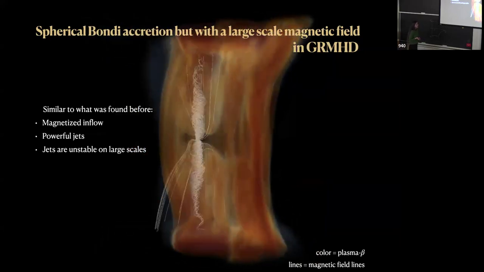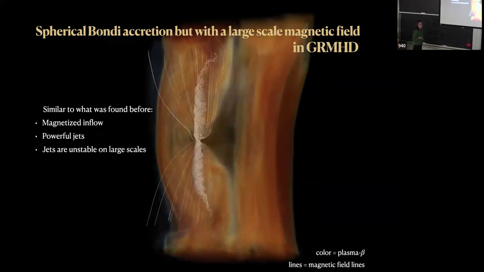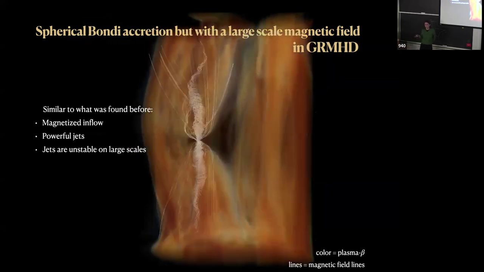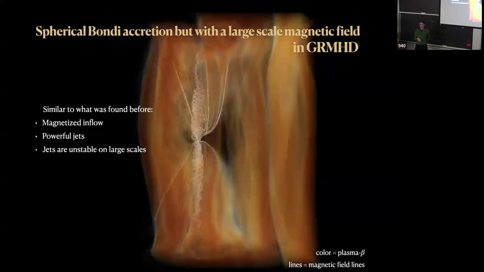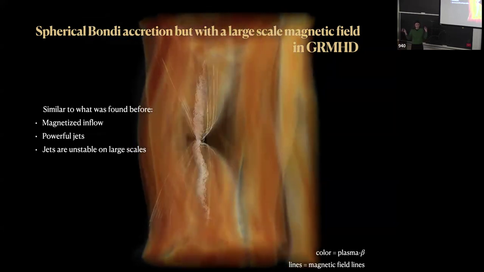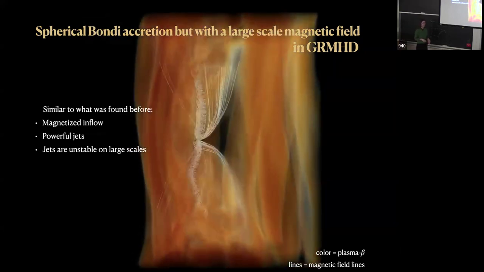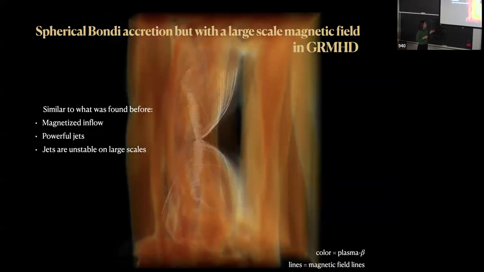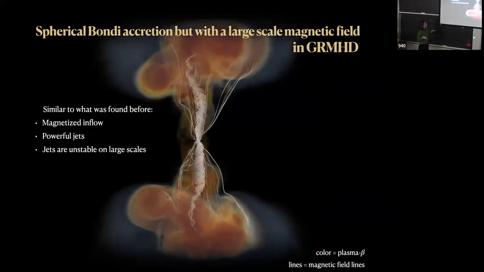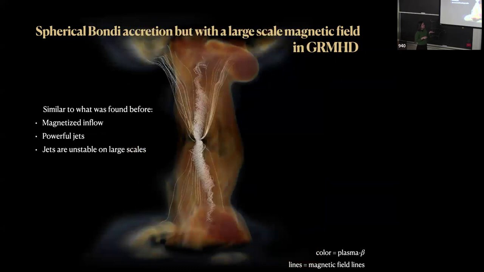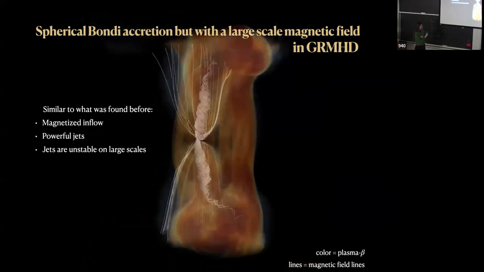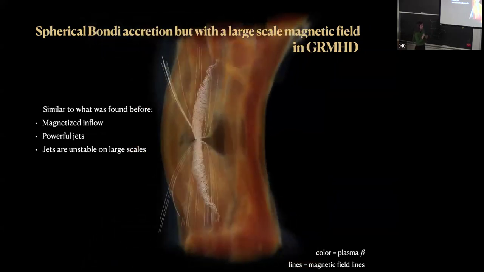And so this is very similar to what was found before for this kind of scenario, but also for the magnetically arrested disk scenario. Magnetic flux accumulates in the black hole, we have magnetized inflow. As a result, you have magnetized powerful jets here. This would be big phi magnetic flux, magnetic field lines.